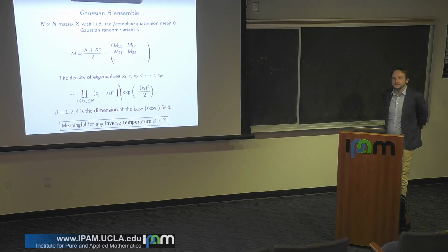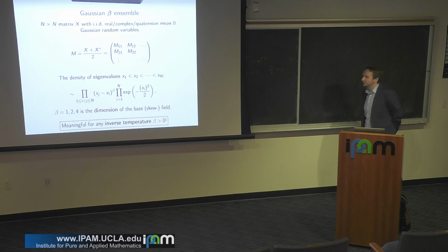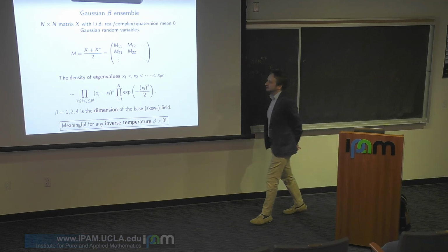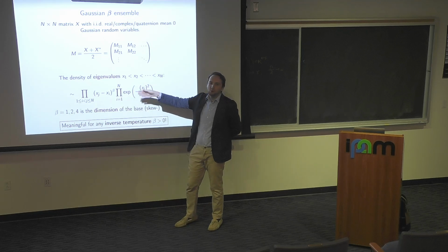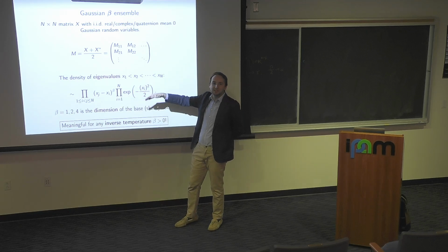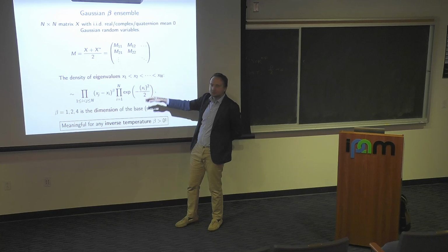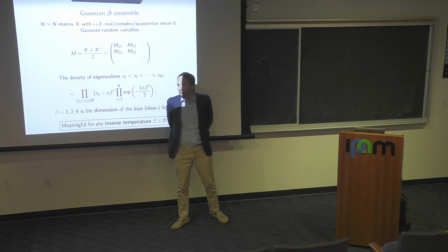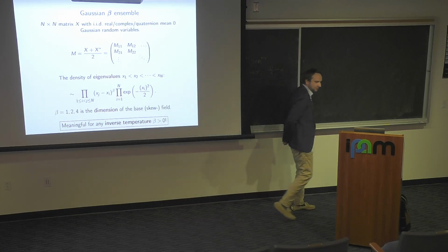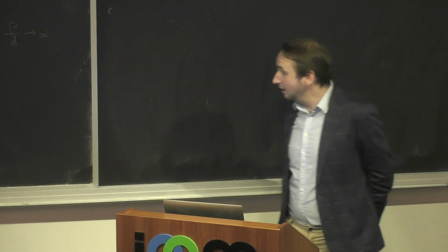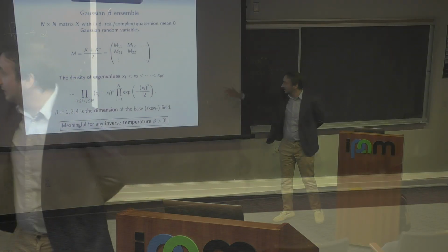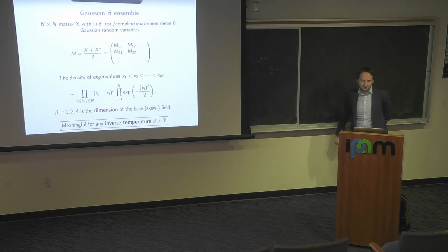In the terminology of statistical mechanics, in this situation beta will be called inverse temperature, because in statistical mechanics what is very often happening is that you have distributions of this type: exponent of 1 over t times something. So this beta has the role of 1 over t, where t is a temperature. In statistical mechanics, you would call beta inverse temperature. So these ensembles exist in this way for any values of beta, and this is what's called the Gaussian beta ensemble.